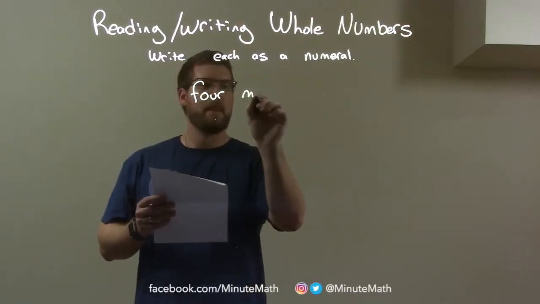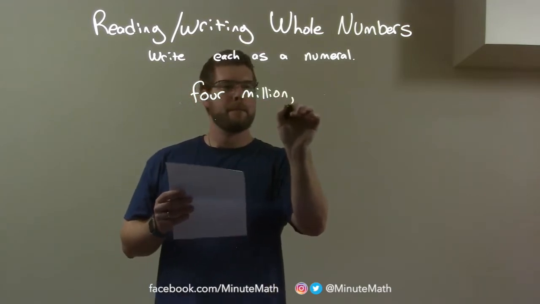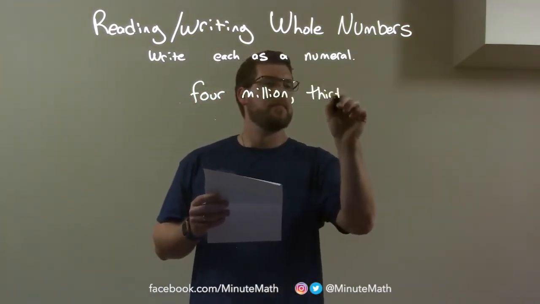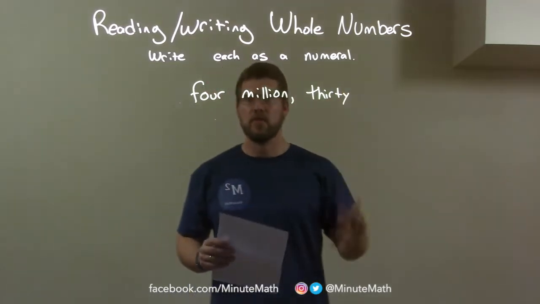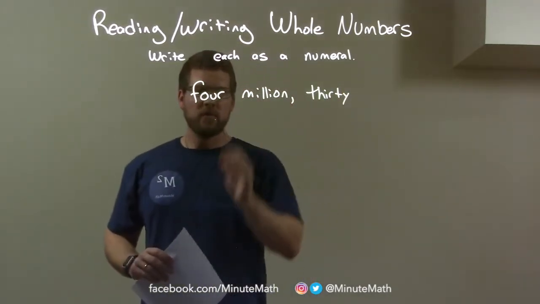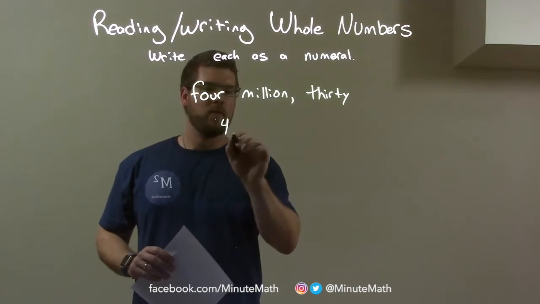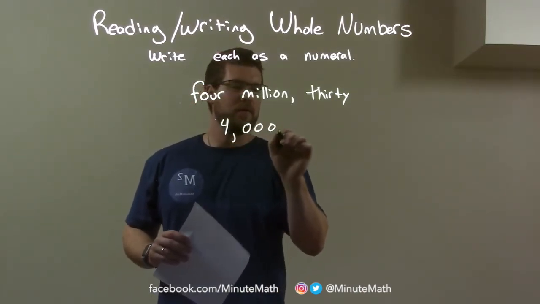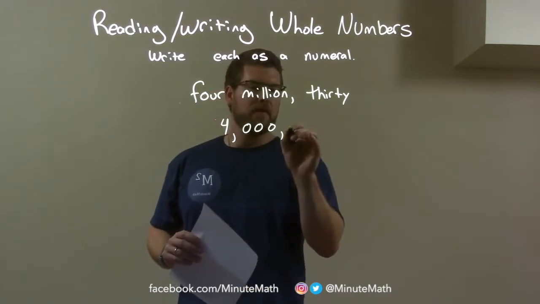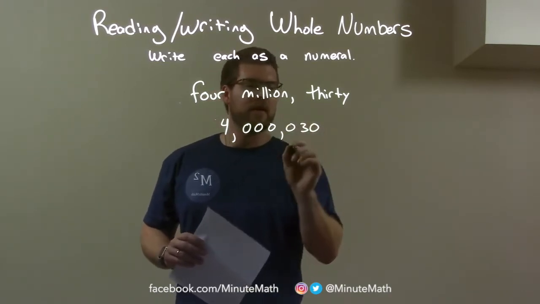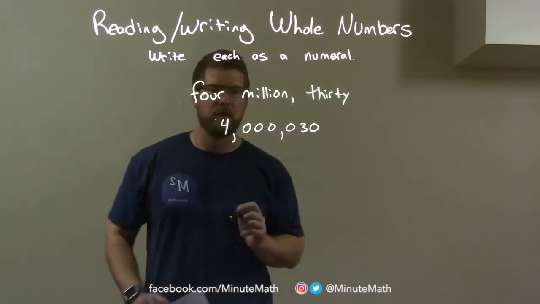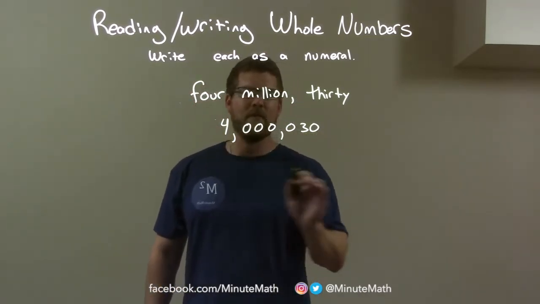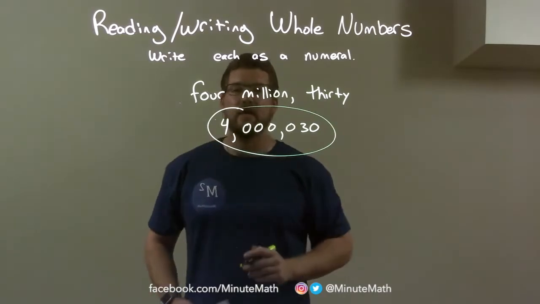4 million and 30. So 4,030,000. The 4 comes down first, with 4 million. A lot of times it has the zeros, then we go to 30. The 30 is the last bit right there, and there we have our answer. We have the 4 million part, and here is the 30 part. Together we have 4,030,000.